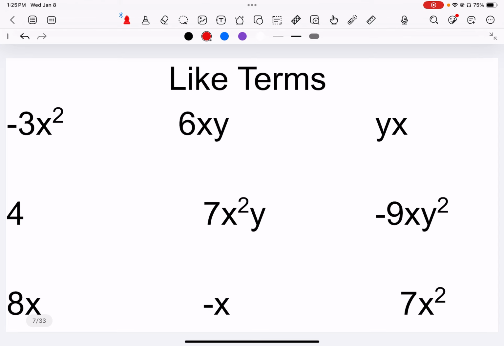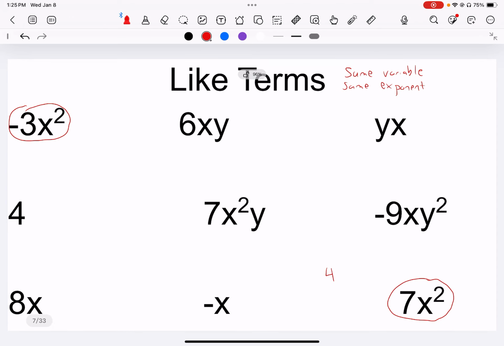When we're combining expressions or simplifying expressions, we're going to look for our like terms. Like terms have to be the same variable and the same exponent. If we have like terms, we can combine them. Here we have an example of a like term. We have negative 3x squared and 7x squared. They have the same variable, same exponent. So I can combine those to give me 4x squared.